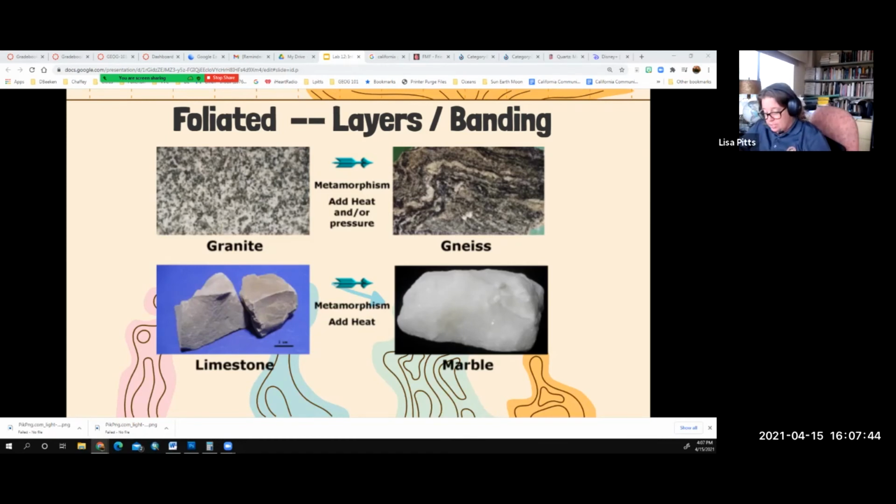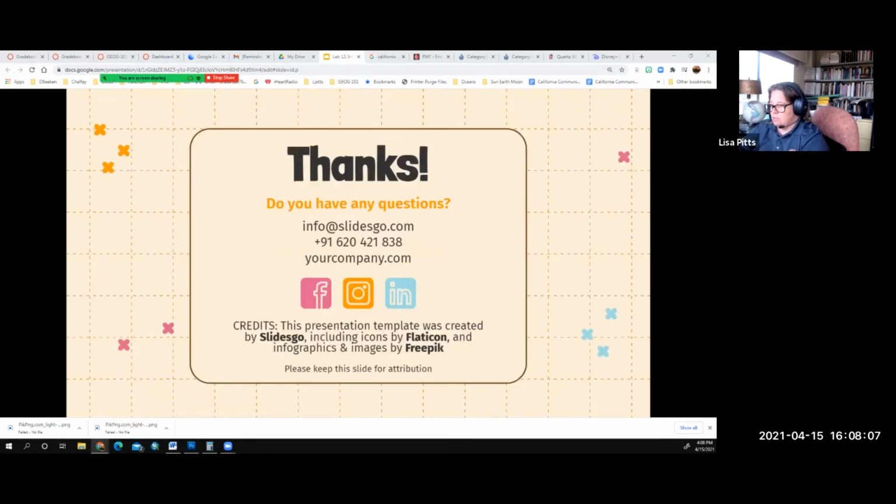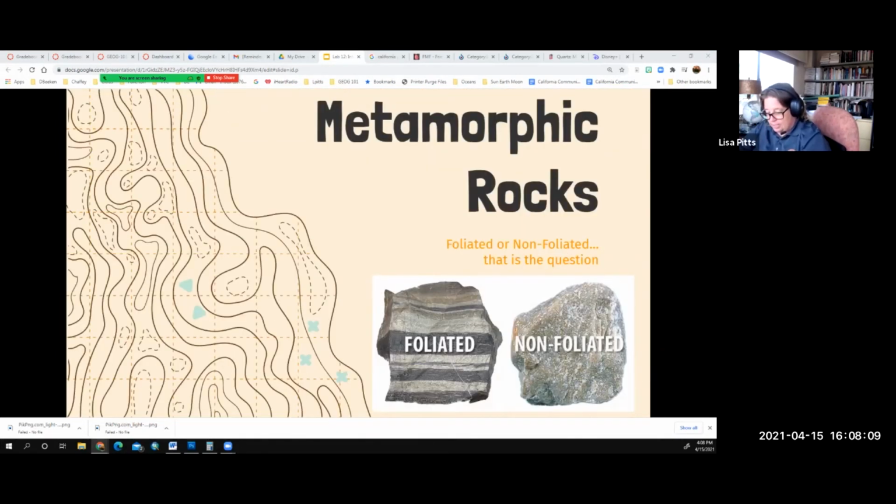So then there's a table that helps us figure out how to identify metamorphic rocks. The first thing you're going to determine is, is it foliated or unfoliated? Marble's not foliated, just for the record. Gneiss is, but marble's not. It doesn't have banding in it. It's just got colorful things in it. So let's take a look at how to use this rock identification table.